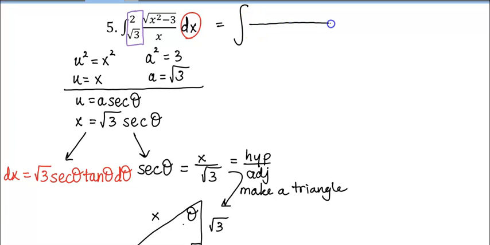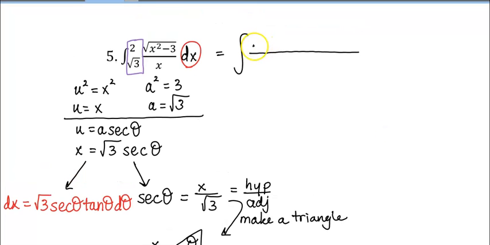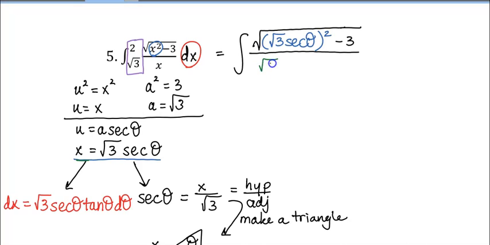So let's start with the numerator. In the numerator, we have the square root of x squared minus 3. I'm not going to write x squared because I know that x is root 3 secant theta. So I have root 3 secant theta squared instead of x squared minus 3. All that's under the square root. In the denominator, I just have x. Well, x is just root 3 secant theta. And then I have dx multiplied at the end, which is root 3 secant theta tan theta d theta.